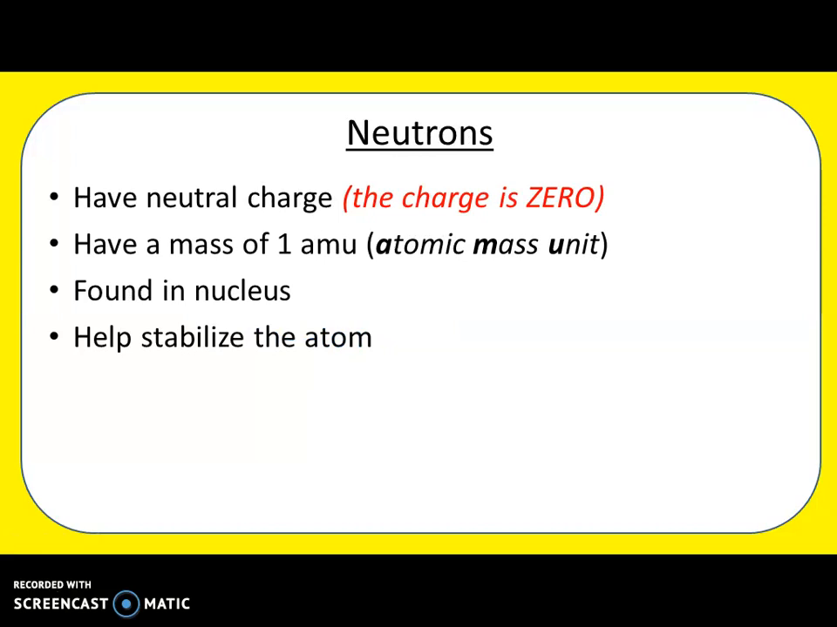Neutrons have a neutral charge. Like I said before, this means that the charge is zero. It's not positive or negative, it's zero. Just like neutral in your car means it's not in forward or reverse, it's nothing. Neutrons also have a mass of 1 AMU, so they're very similar in size and mass to the protons. They are also found in the nucleus, and they help stabilize the atom. It keeps all of those positives in the middle from pushing away from each other too much.